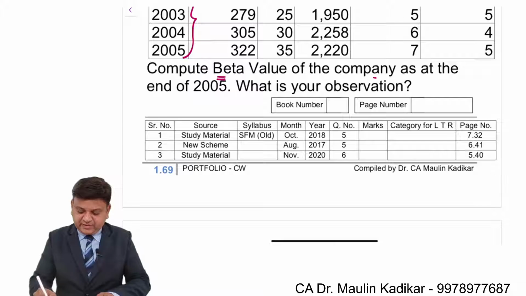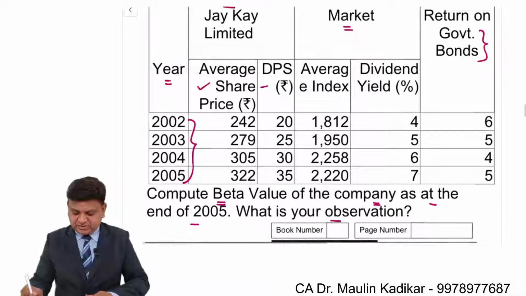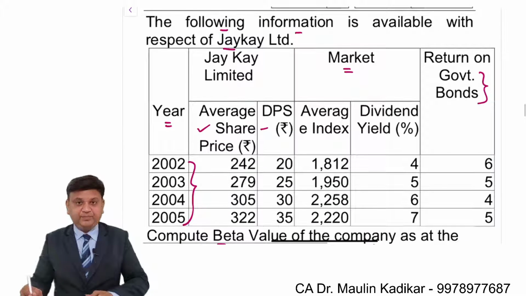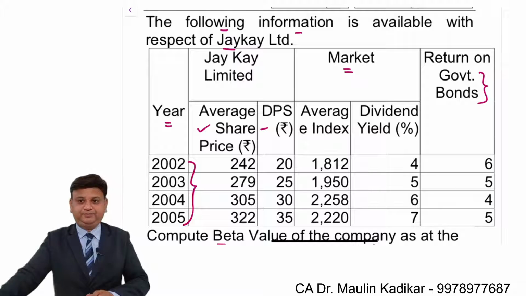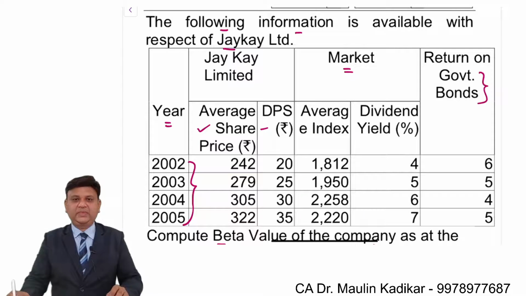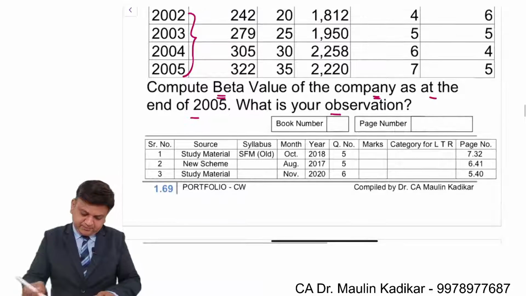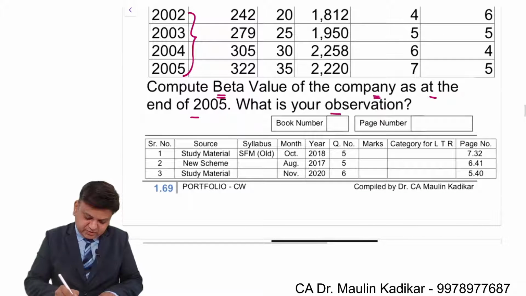Compute the beta value of the company at the end of the year 2005, and what is your observation? That is the question. Please go through the question, all of you. Now, basically, friends, the question says that you are required to find the beta.